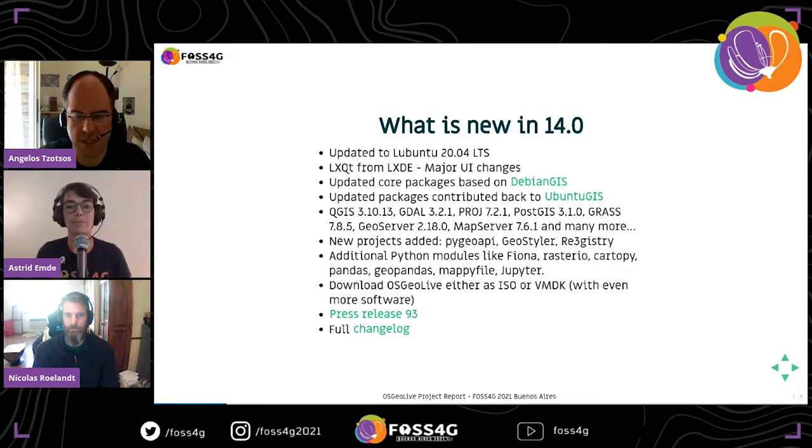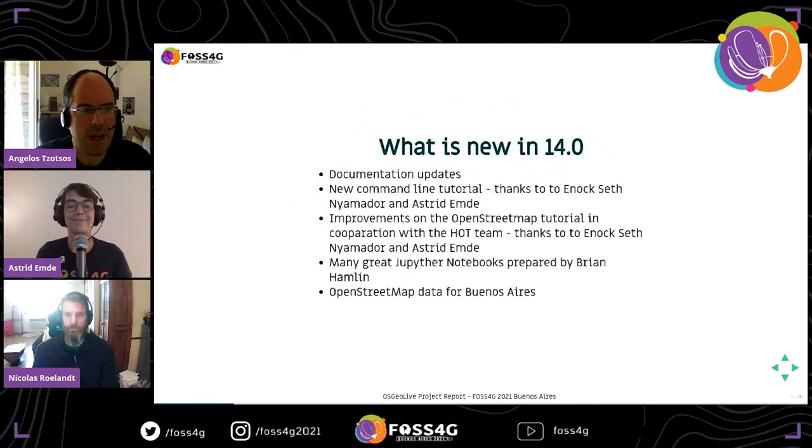And we have two versions of OSGeoLive. One is the ISO version, which is the live version. You can run it directly from the ISO or from a live USB. And then we have the VMDK, the virtual machine version, which has even more software this year because we reached the ISO limits. That means that all the new projects are landing in the VM version only at this moment. You can see a full change log of what is in version 14 in the link provided here. Next slide, please.